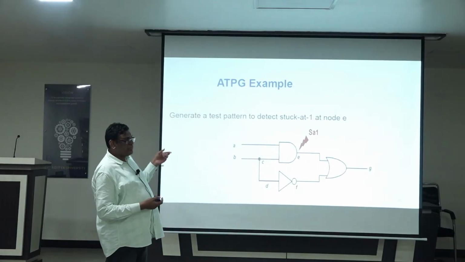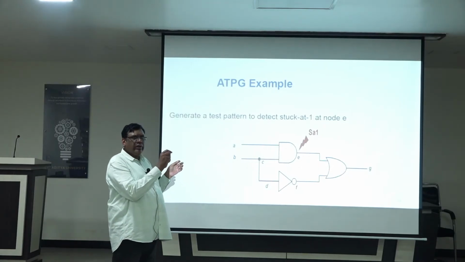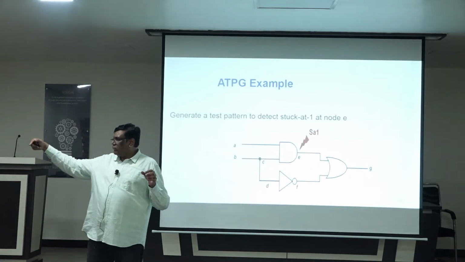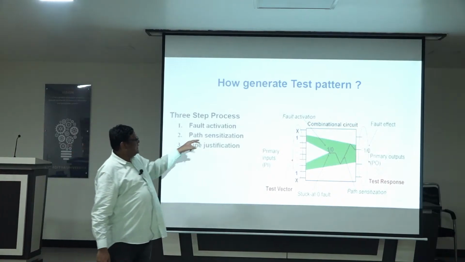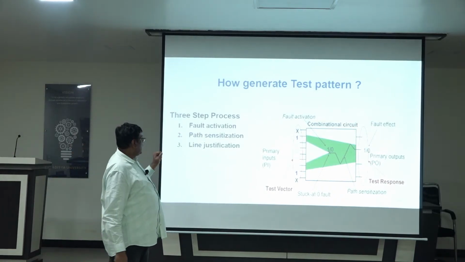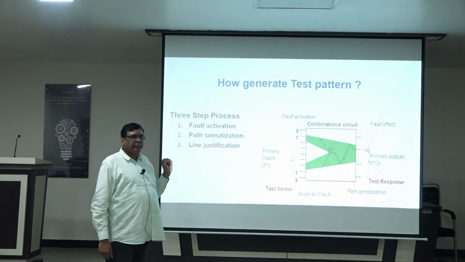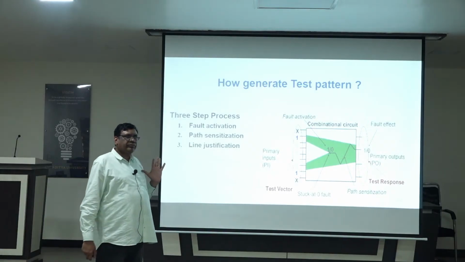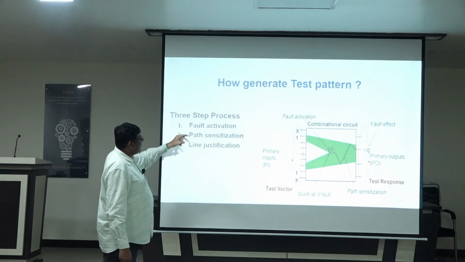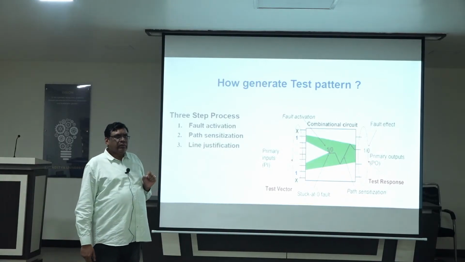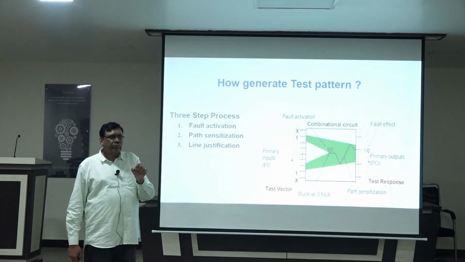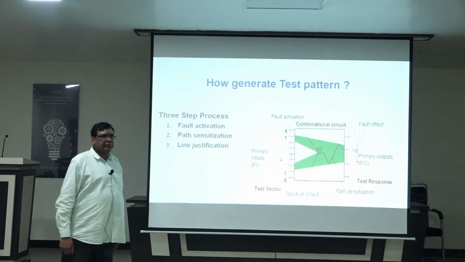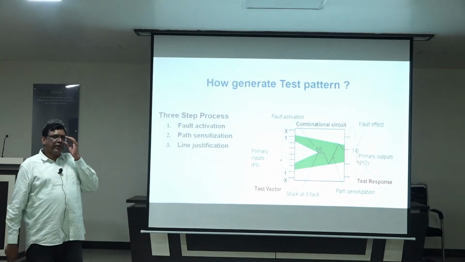So what ATPG does is, for each and every node, it first tries to control it. Controlling is nothing but path activation, path sensitization. Observing the value on the output is called line justification. Fault activation means what we want to test: stuck-at-0 or stuck-at-1, on which node. That has to be decided first. So these 3 steps are nothing but ATPG.